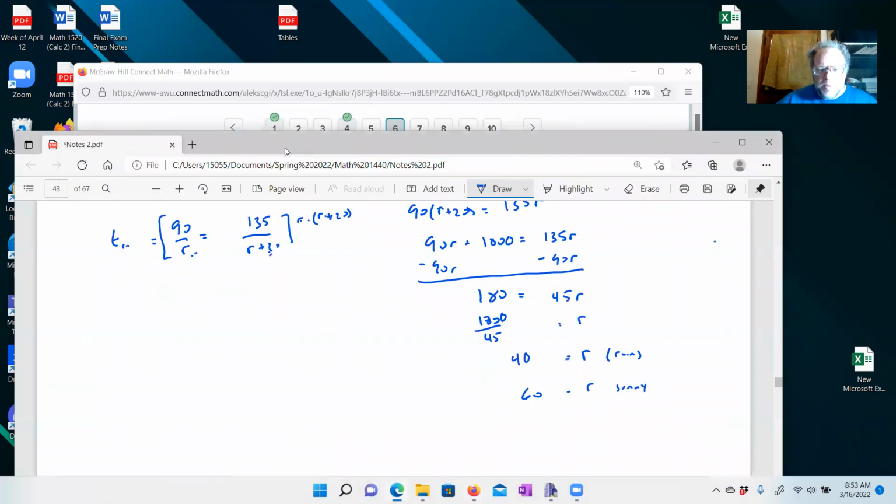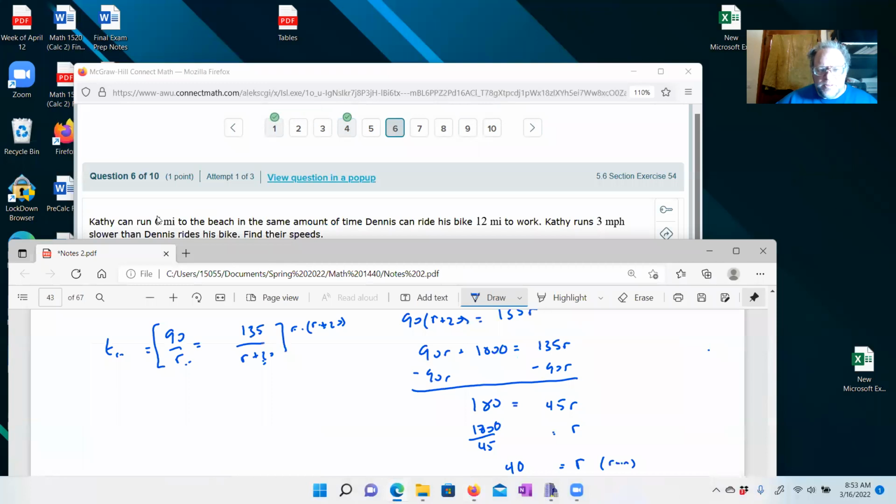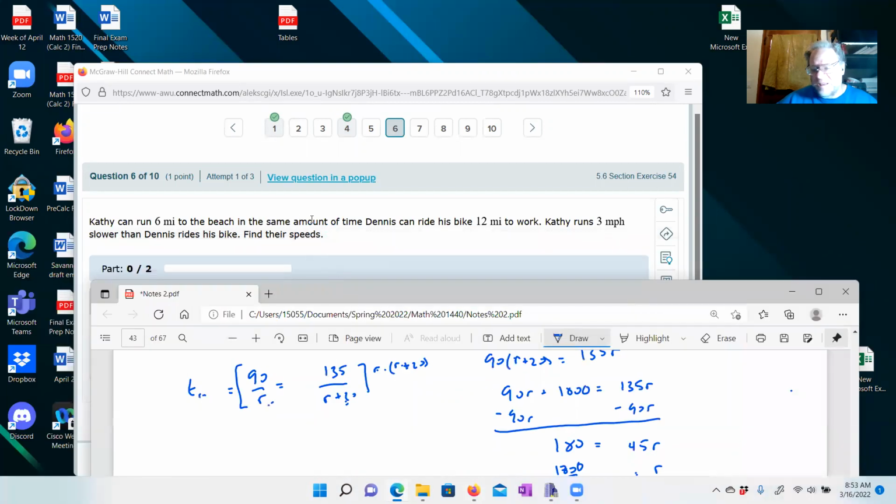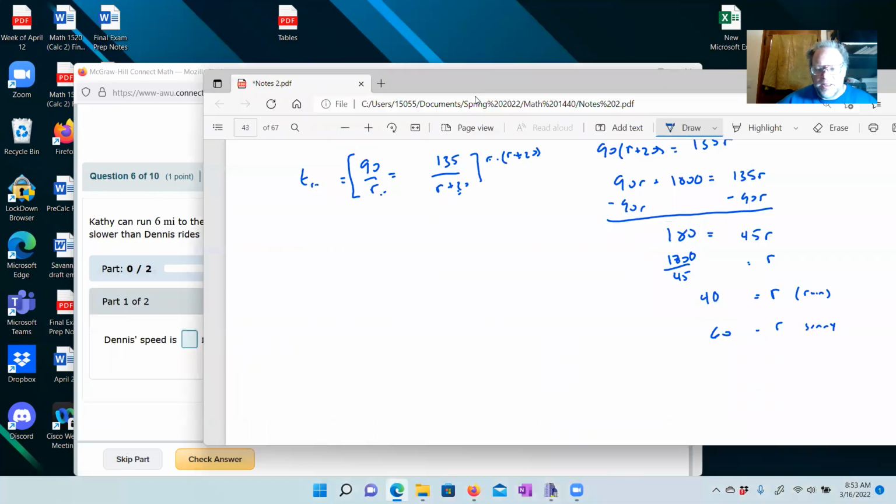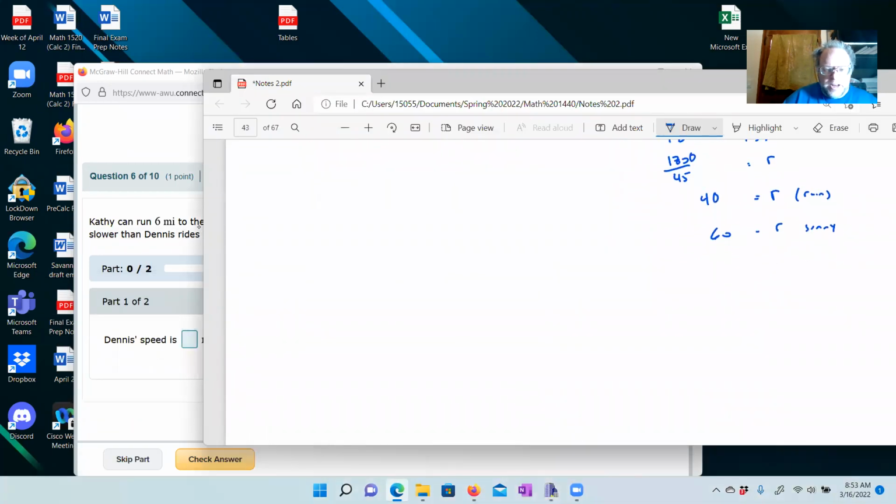So for this one, Kathy can run 6 miles to the beach in the same amount of time Dennis can ride his bike 12 miles to work. Kathy runs 3 miles an hour slower than Dennis, who rides the bike. Find their speeds. Again, there's the same amount of time. So we're going to have a little chart here. I'm going to have Kathy, and we're going to have Dennis.